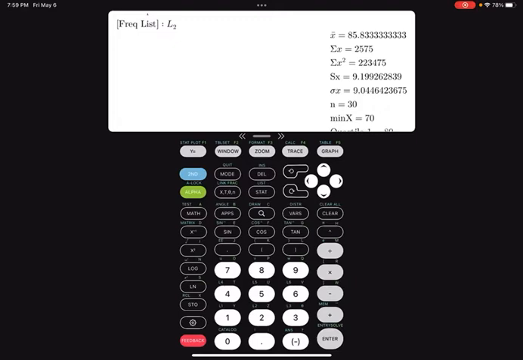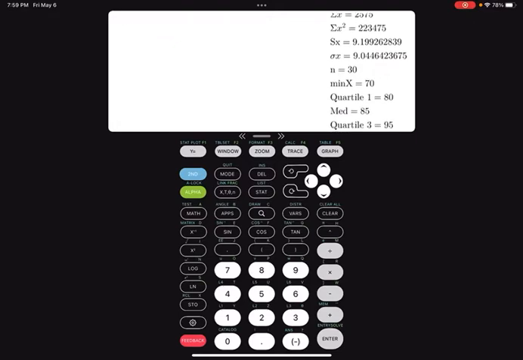Some of these I'm not even going to use, like the sum of the scores and the sum of the scores squared. Sx is my sample standard deviation. And then that sigma, that's the one I actually want. The standard deviation we should use here is the population standard deviation, because we didn't use a sample. We used the data from the entire population. So I want the population standard deviation. n is the total number of scores.